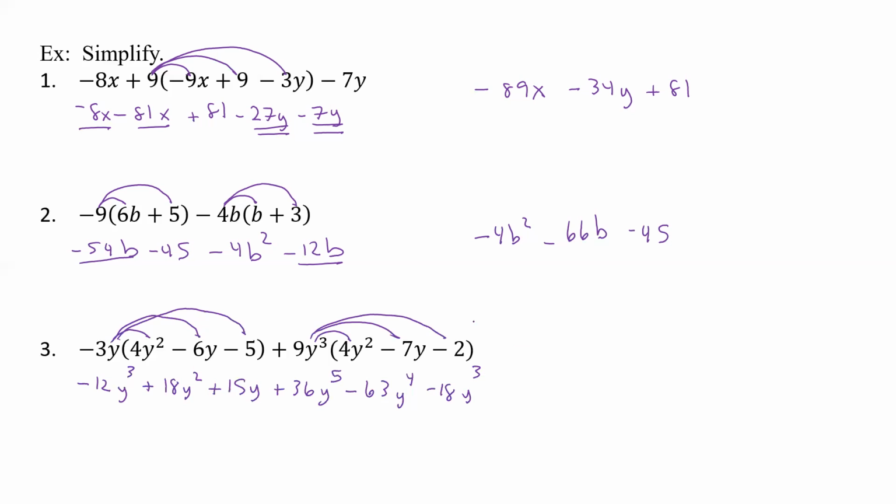All right, so do we have any like terms? Well, we have a y cubed here, and y cubed here, and a y squared, y fifth. So that's the only thing we have. So now we write it from decreasing orders of power. So that's going to give us 36y to the 5th, then minus 63y to the 4th. Now the y cubes are the ones we add together. So we have a 12 and an 18. So it's going to be a minus 30y cubed plus 18y squared plus 15y.